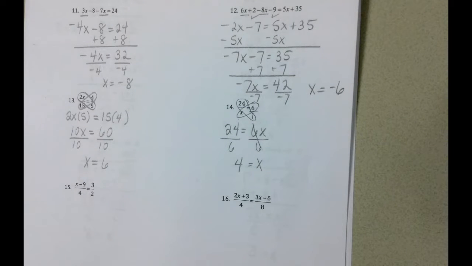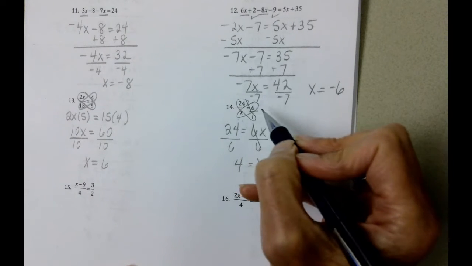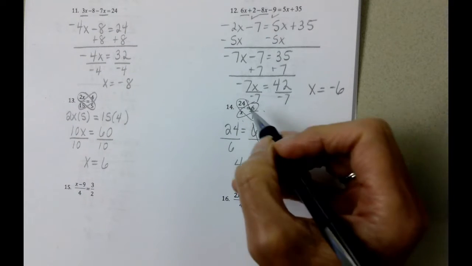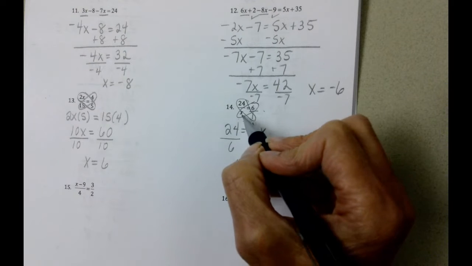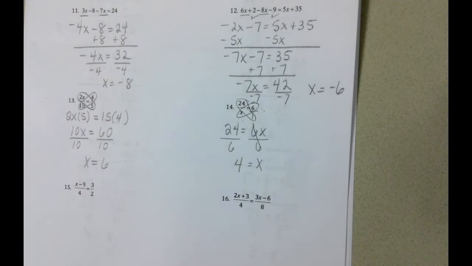You could have just undone the division by multiplying both sides by x, and you still would have ended up with x equals 4.